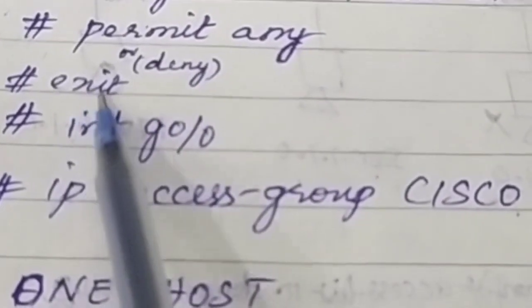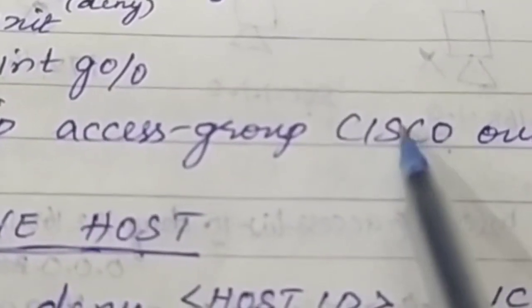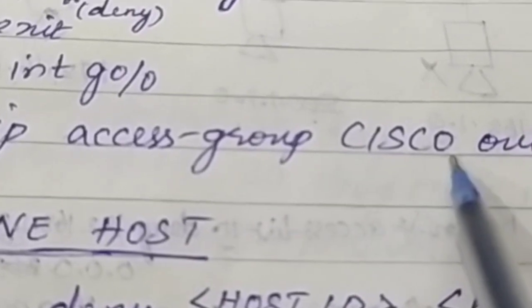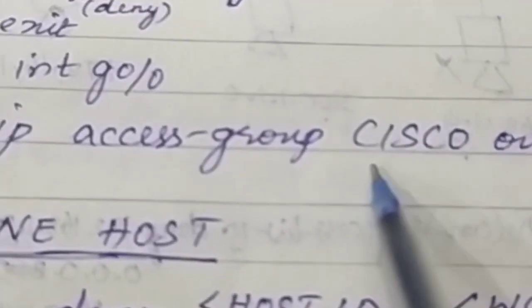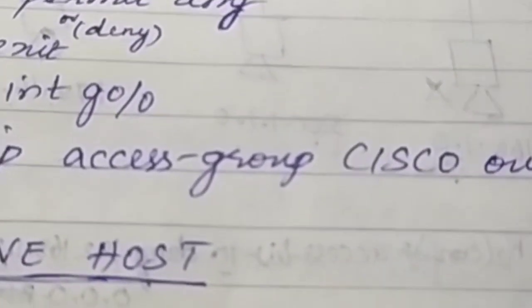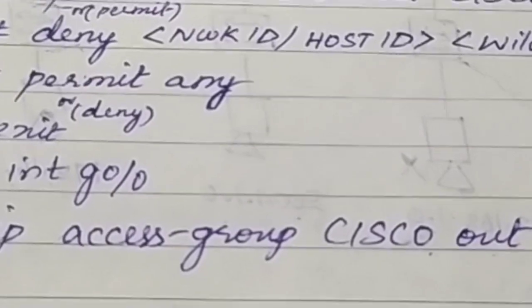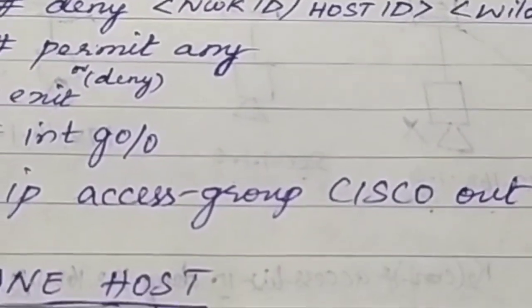Okay. Then exit, then the same command. Previously here I used 10, now here I am using a name. Previously I used number 10, now we are using the name Cisco out. So this is the general command for standard named ACL.